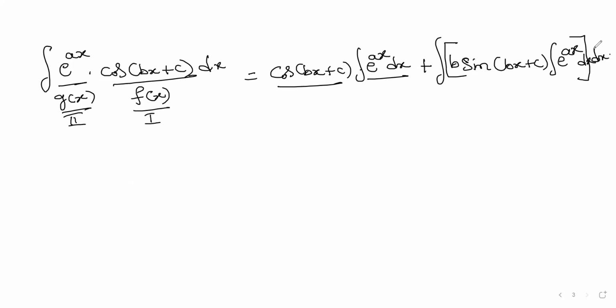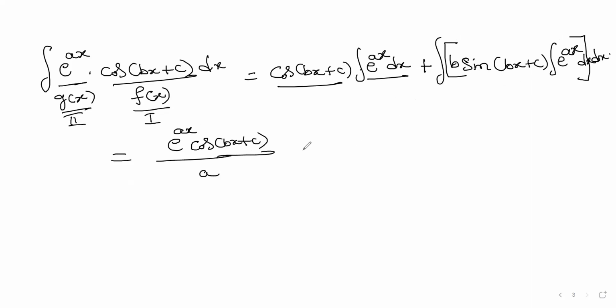Right. This is what I have. And what is the integral of e power ax? So that I hope you can understand, that is the integral of e power ax divided by a is what I get. e power ax into cos of bx plus c, all divided by a. This is what I get in the first one.